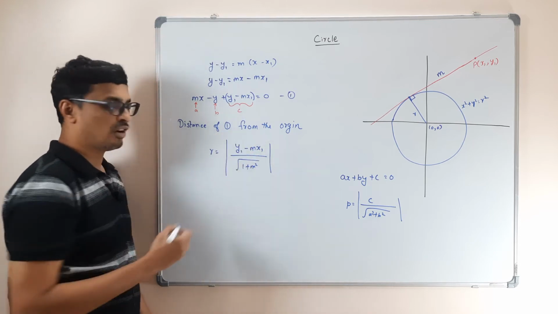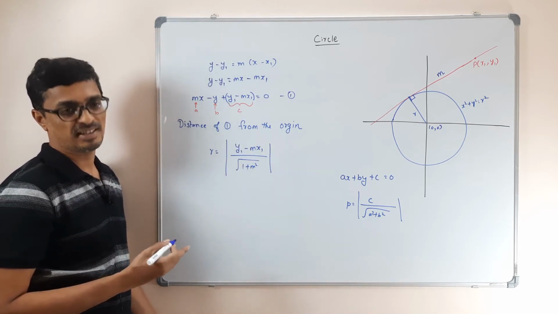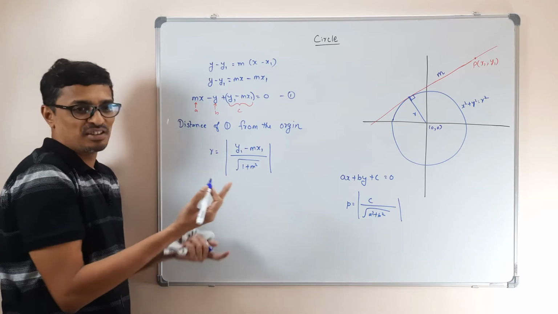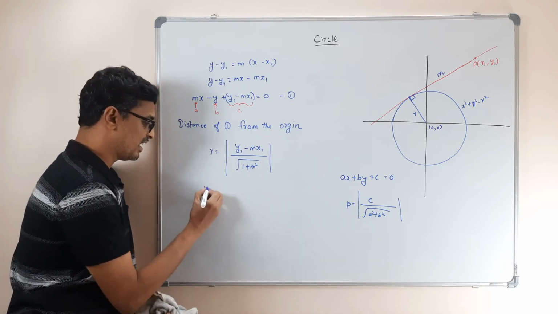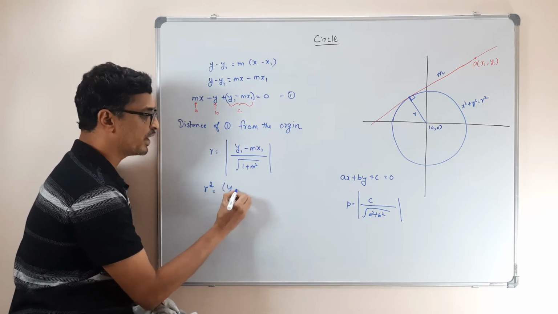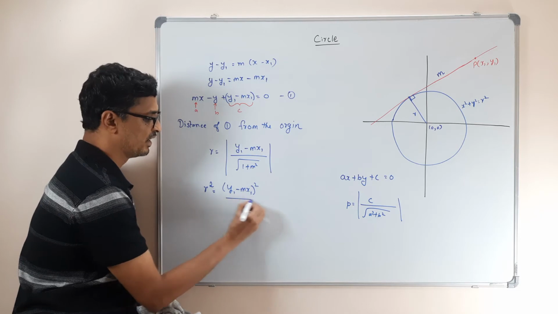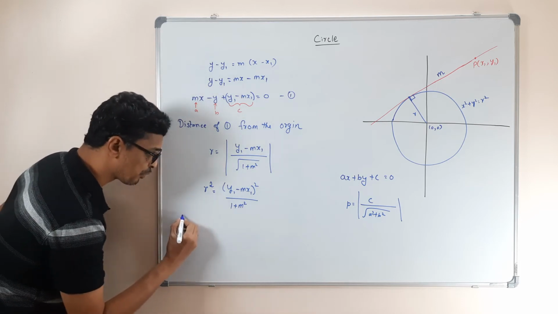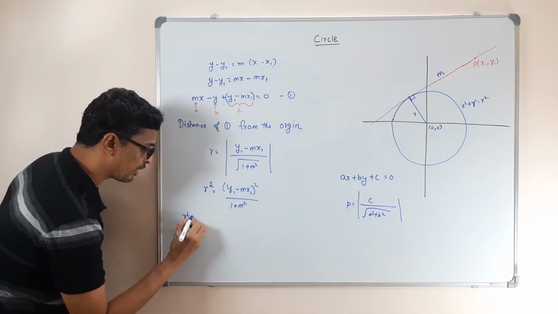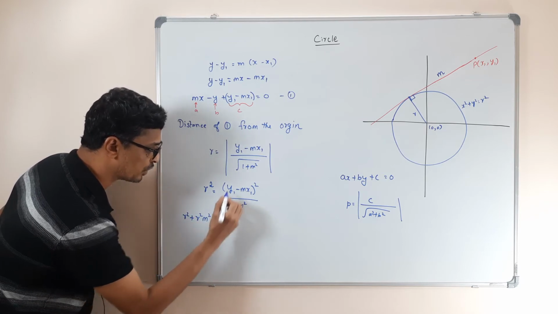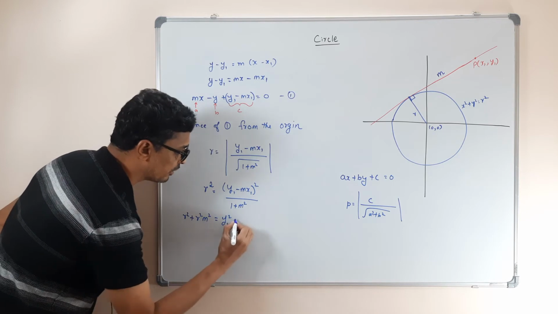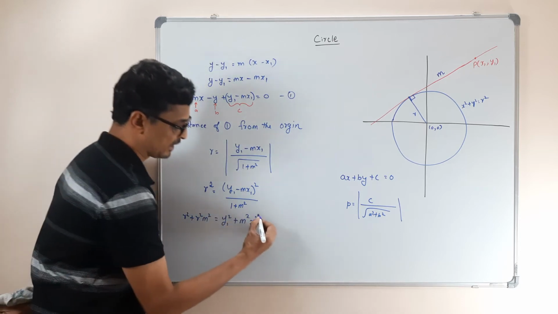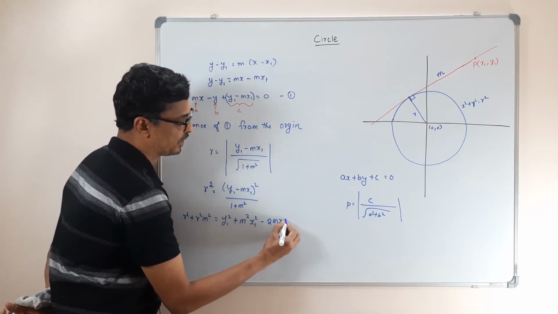Now it's a mod. If you want to remove the mod, what will you do? Square it, because the mod means it can be positive or negative, and if I square, it's going to be positive. So r square will be equal to y1 minus mx1 whole square, divided by 1 plus m square. Taking it across, we get r square plus r square m square equals y1 square plus m square x1 square minus 2 m x1 y1.